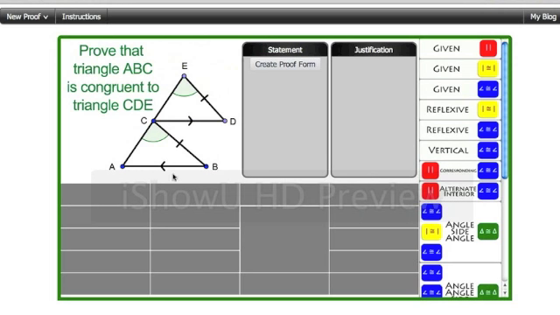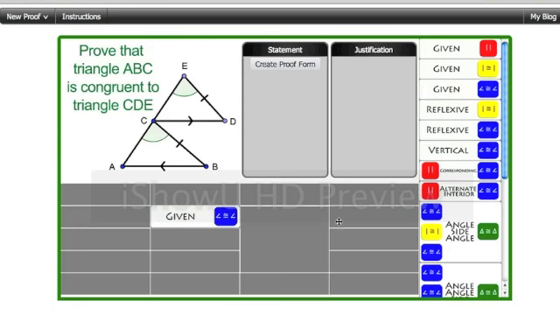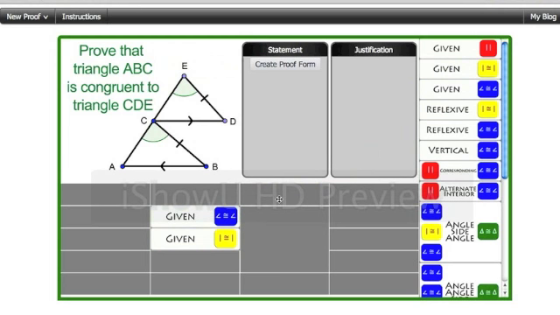So first I'm going to look at my picture, and I'm going to notice this little arc is the same as this little arc up here, which means that the angle ACB is the same as angle CED. But since that's marked on my picture, that's given information. So I'm going to pull my given card over onto my workspace. The second thing I notice is that I have a little hash mark on these two lines. That means I have two given sides that are congruent. So I'm going to pull that card into my workspace as well.